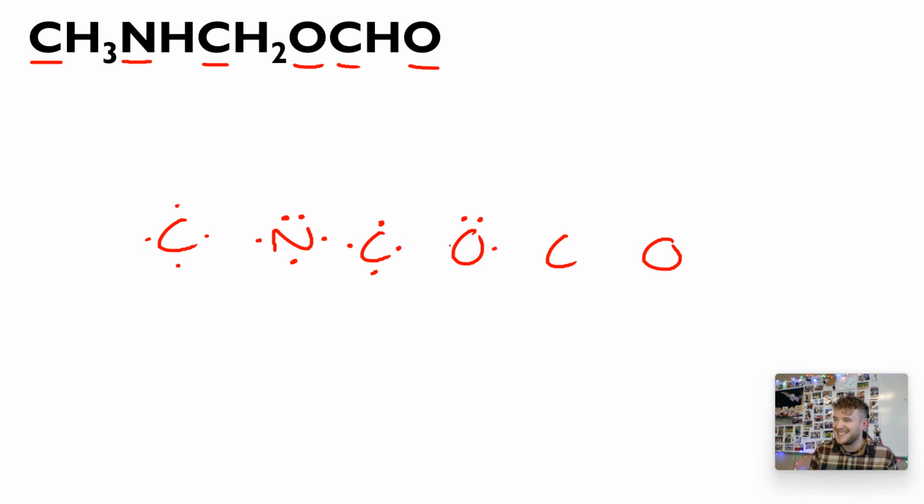Carbon's got 4 again. Oxygen has 6, so it's going to have 2 sides that need a buddy. And carbon has 4 again. And then lastly, we got this oxygen down here. Okay, all right, and again, it's like a chain, so I'm going to connect them all, make this chain.